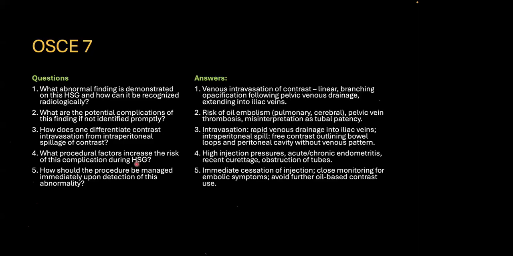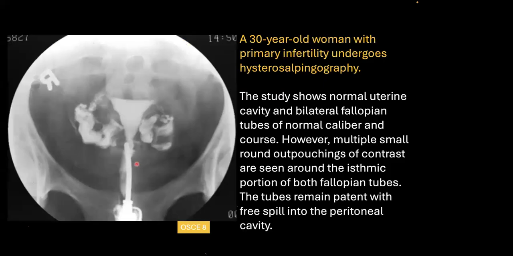So, what procedural factors increase the risk of this complication? So, high injection pressures, acute or chronic endometritis, recent curettage, obstruction of tubes, tubal blockage. How should the procedure be managed immediately upon detection of this abnormality? Immediate cessation of injection, first and foremost. Then close monitoring for embolic symptoms, and avoid further oil-based contrast use. All good. So let's move to the next, which is the eighth OSCE.